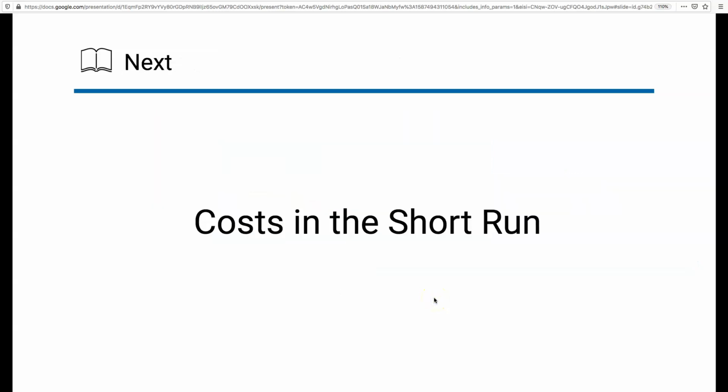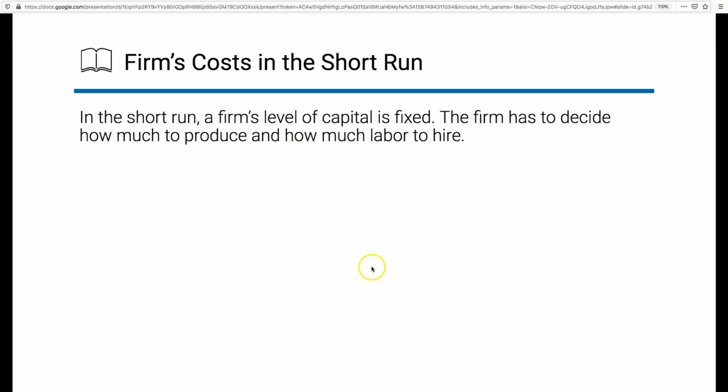Next, deriving costs in the short run. How do we calculate how much it costs to produce in the short run? Here's the idea. Just like I said, the capital is fixed, and the only decision that the firm has to make is how much to produce and how much labor to hire. And I'm not going to focus on the price side of the equation of how much to produce. I'm going to say here, suppose that we want to produce a particular amount of output, say Q units of output. What would be the best way to do so?